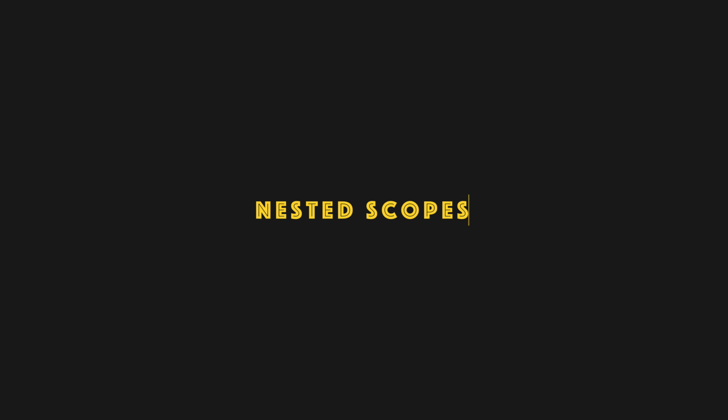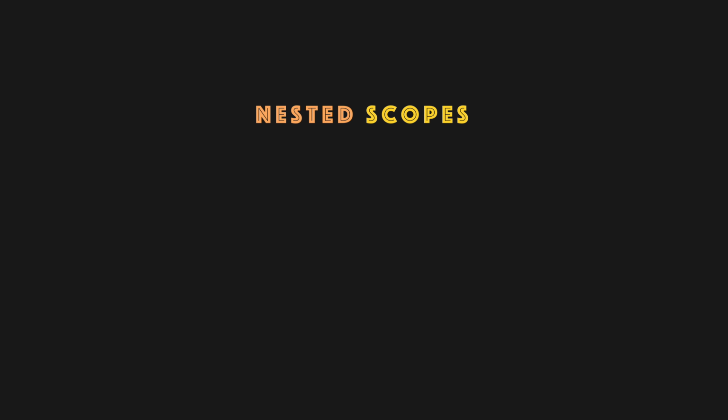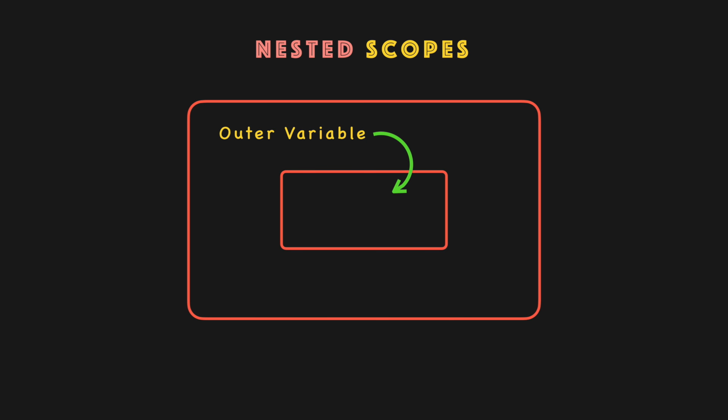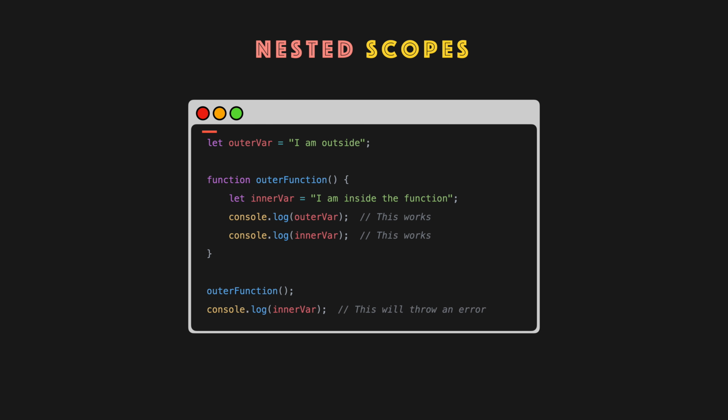Let's also talk about nested scopes. In JavaScript, you can have nested scopes, a scope inside another scope. Variables declared in an outer scope are accessible inside the inner scope, but variables declared in the inner scope are not accessible outside. Here, outerVar is declared in the global scope, so it's accessible both outside and inside outerFunction. However, innerVar, which is declared inside the function, is not accessible outside the function. This is an example of nested scopes. Inner scopes can access variables from outer scopes, but not the other way around.